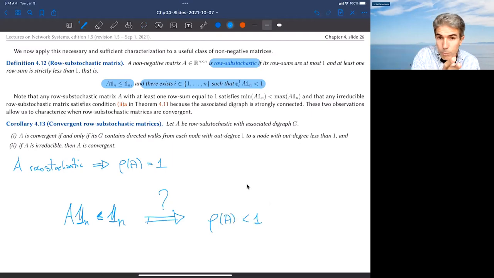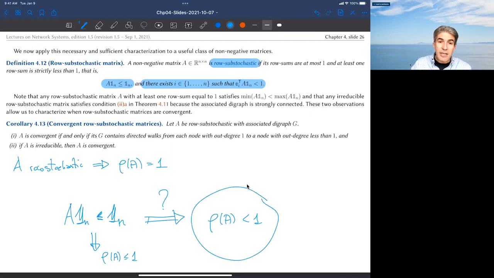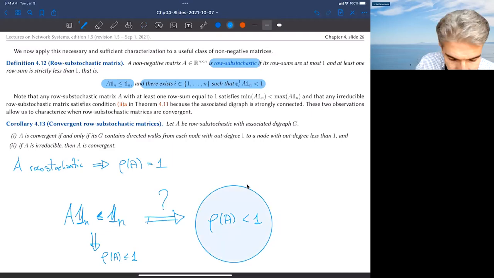When do I drop? Because I already know, because of the monotonicity lemma that I showed you earlier, that for sure rho of A is less than or equal to one. You subtract mass. We said the spectral radius is a monotonic function of the entries of A. It cannot increase. So it either remains constant or it decreases. But I am very interested in understanding the case where it actually decreases. How do I understand that?